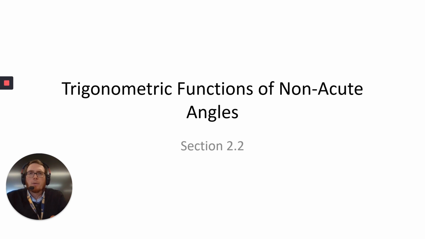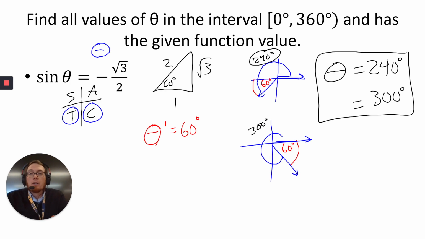Hello class, welcome to the second part of our lesson for section 2.2, which deals with finding trig functions of angles that are not acute, so that's probably bigger than 90 degrees, or it could be a negative angle as well. Today we're going to be dealing with questions like we ended with last class period. Remember, the directions are important here. They want you to find answers from 0 to 360.